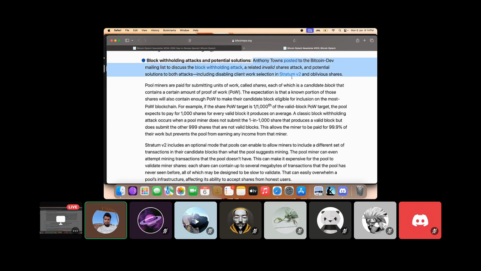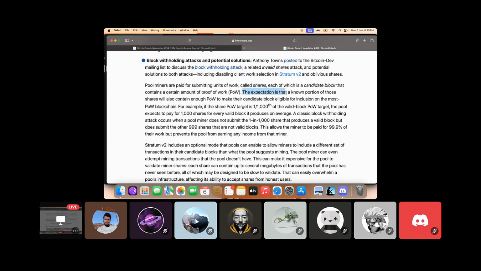So Anthony Towns posted to the Bitcoin dev mailing list to discuss the block withholding attack, a related invalid shares attack, and potential solutions to both attacks, including disabling client work selection in Stratum V2 and oblivious shares. All right. So pool miners are paid for submitting units of work called shares, each of which is a candidate block that contains a certain amount of proof of work, right? What does this mean? It means that every single time a miner is hashing a candidate block, if it reaches a certain difficulty level stipulated by the pool, that is known as a share, and it will be compensated by that pool.